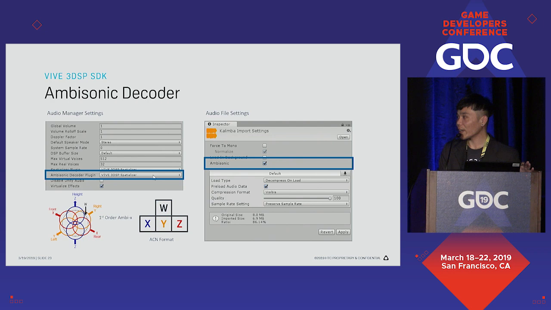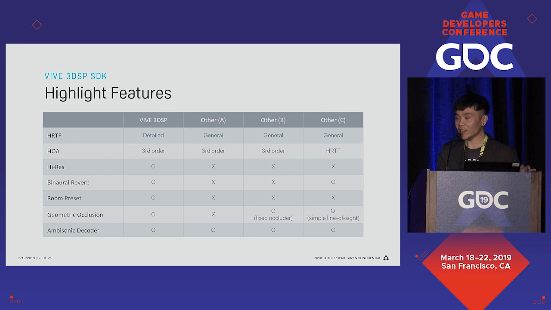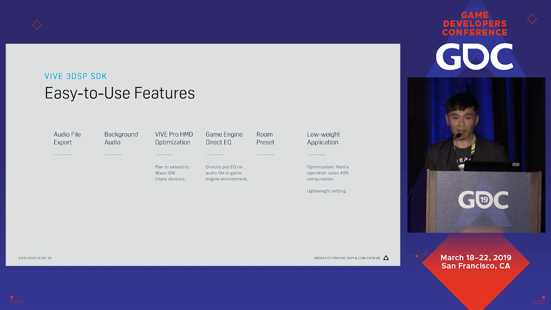Here, I'd like to highlight some features in our SDK. We have very precise HRTF. We have third order ambisonic. VIVE 3DSP is even the only SDK to support high-res 3D audio applications. We also have a binaural mode for room effect. We have the room preset service. We have the best geometry occlusion model. And we also support ambisonic decoder. Not only that, we also have a lot of user-friendly features like audio file export, background audio, and like I said, we have an optimization for VIVE Pro headset, right?